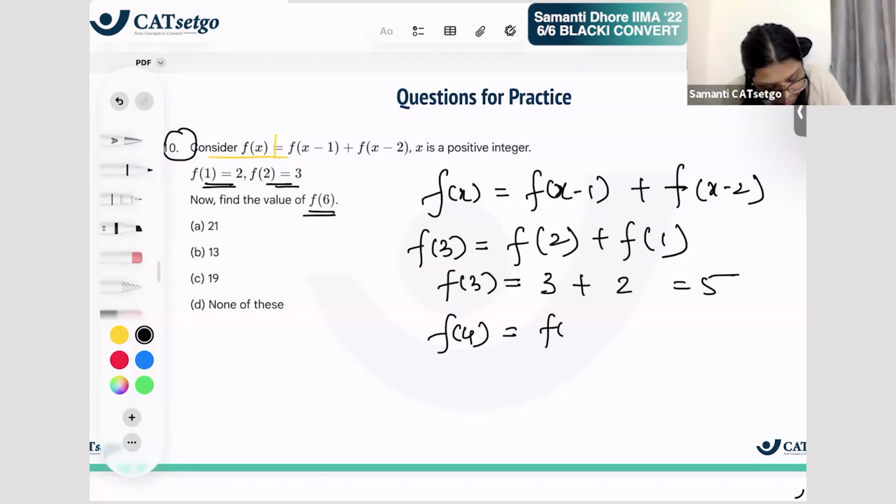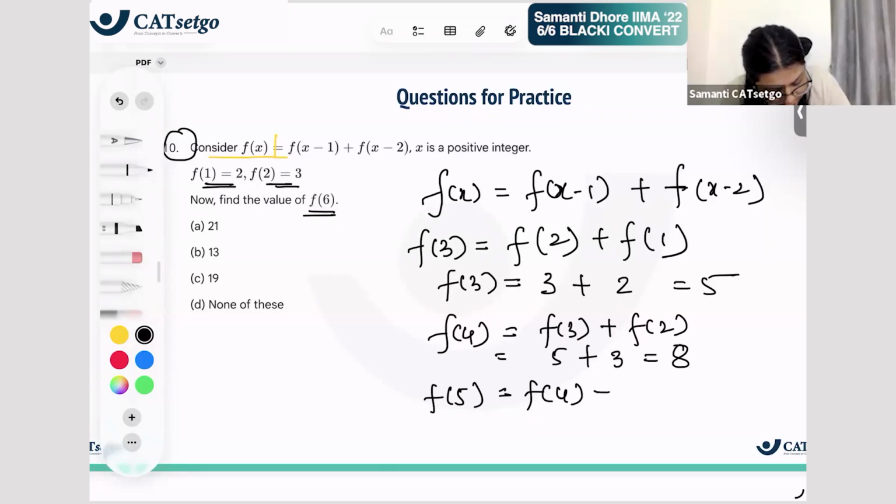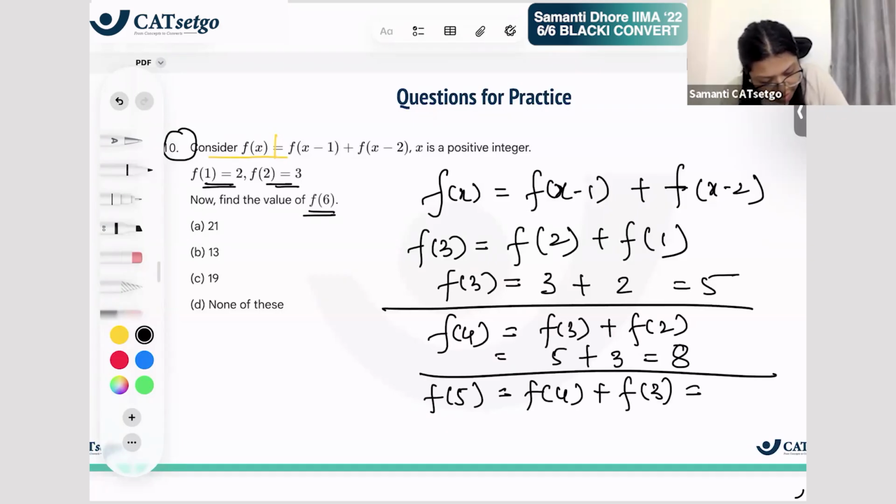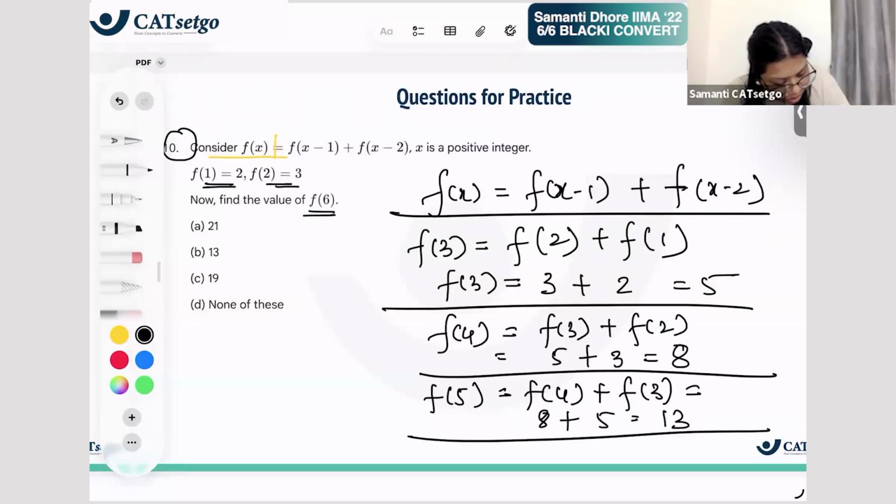अब मुझे वैसे f of 6 निकालना है ना, तो मैं f of 4 निकालूंगी. 4 कैसे आएगा? Will be f of 3 plus f of 2 according to the definition that is given to you, which is 5 plus 3, which is 8, right? Then f of 5 is f of 4 plus f of 3. 4 कितना था? 8 और 3 कितना था? 5. तो ये हो गया 13. And now then lastly it's f of 6. F of 6 is f of 5, 13, plus f of 4, 8, which is 21. 21 is your answer. Do we have clarity on this?